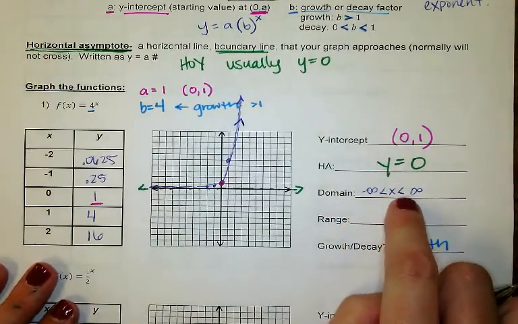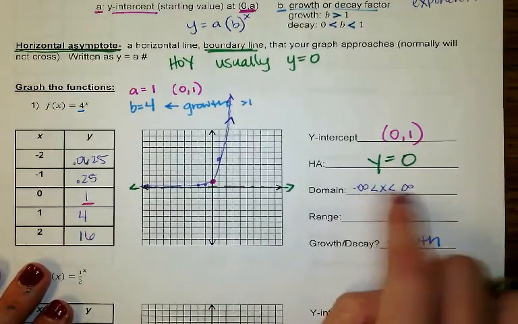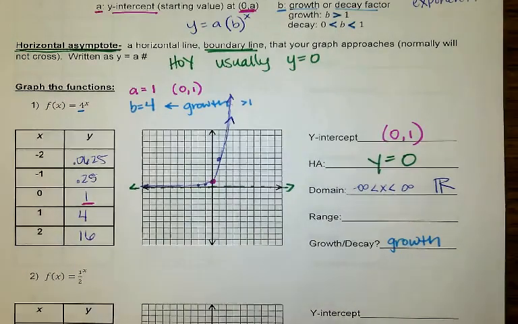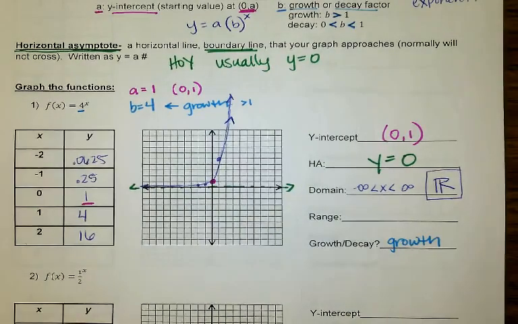But guys, I want us to start moving away from this. Instead of saying negative infinity to positive infinity, I want us to say all real numbers. Do you guys remember that little double R there? That means all real numbers. Okay? So instead of saying negative infinity to positive infinity, that's not wrong. You just won't see it as much in that way. You're going to see the infinity start to be dropped.